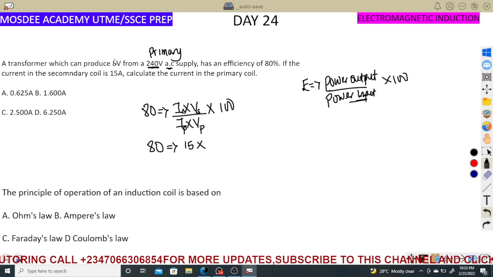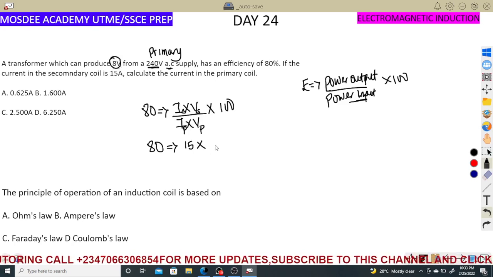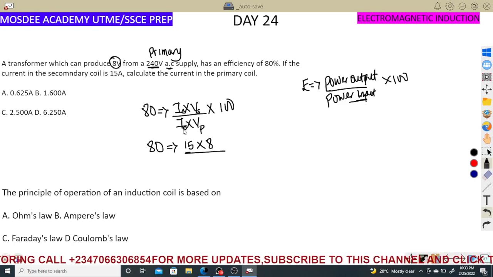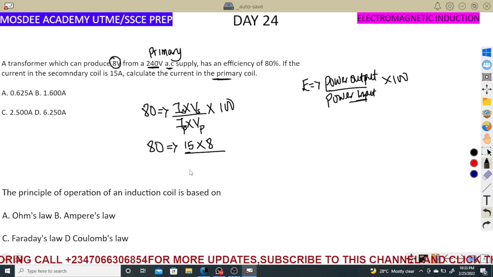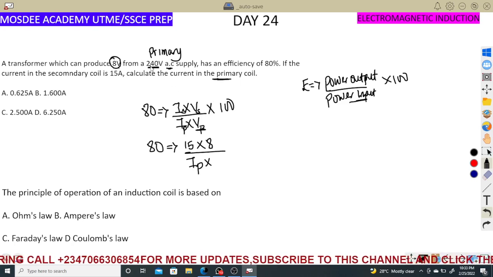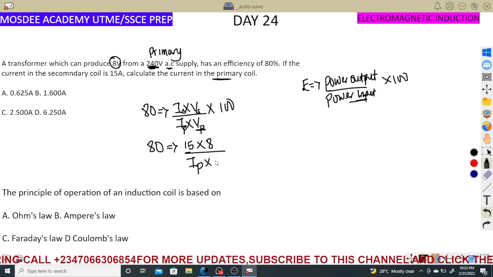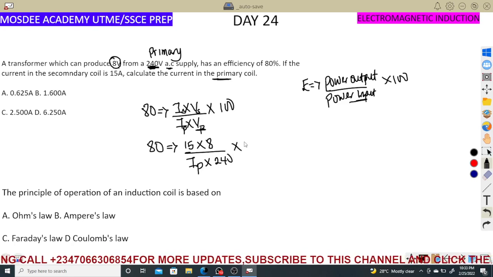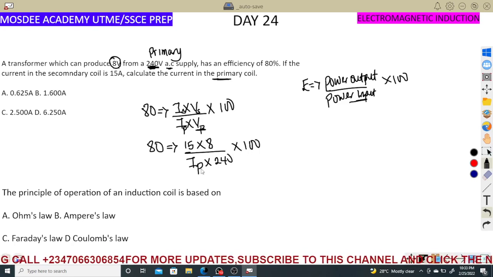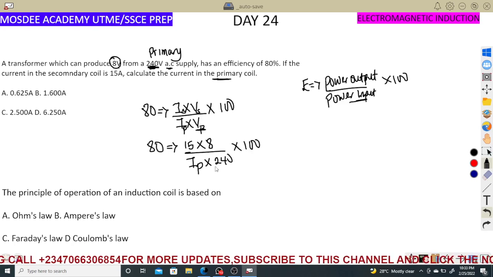15 times the secondary voltage. The one produced to your house will be very, very low, 8. Over the primary current, which is what I'm looking for, IP, times the one from the mains, that is the transformer itself, which is 240. You multiply this by 100. So it depends on how you can solve your math. If you know how to cancel, very good. If you don't know how to cancel, do it one by one.